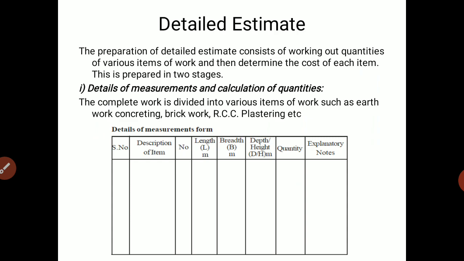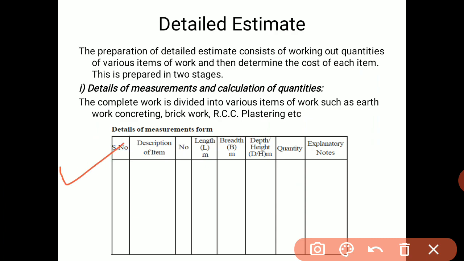Then how do we calculate actual quantities of work? What is the format or the method for calculating this detailed estimate? So there is one measurement form. Whatever calculations we are going to do from now onwards, we are going to do in the measurement sheet. From the measurement sheet we will get the quantity of item of work. So these are the details of the measurement sheet.